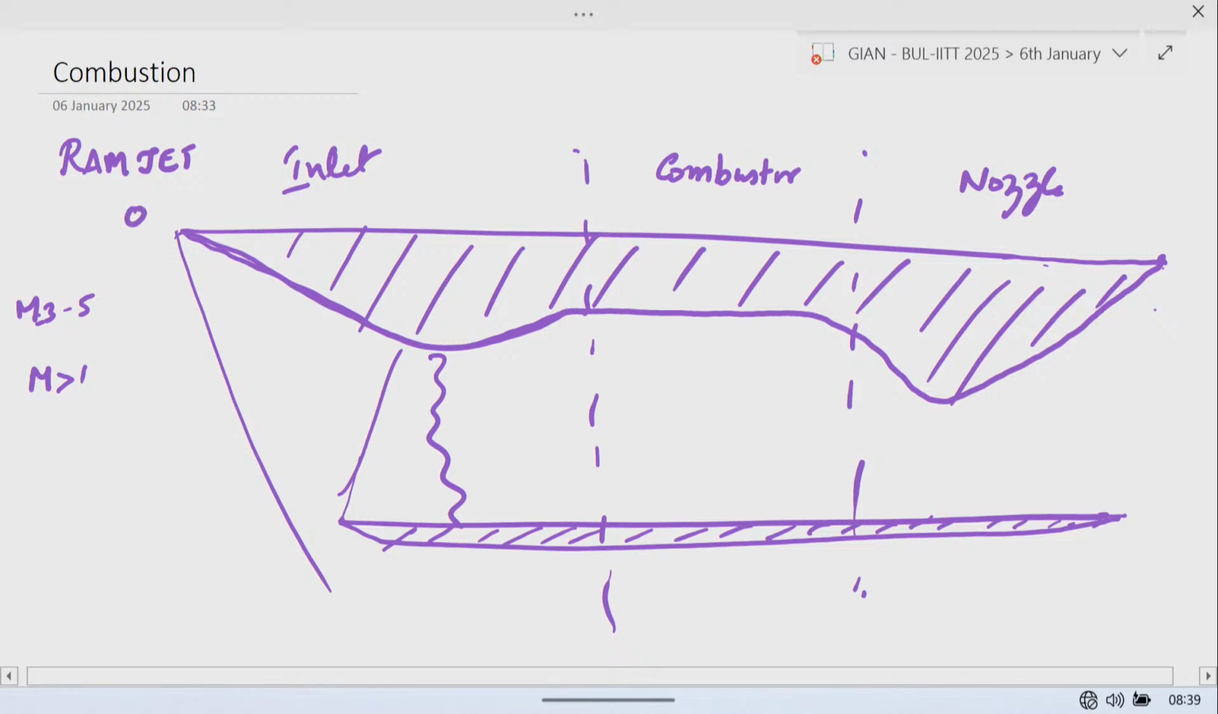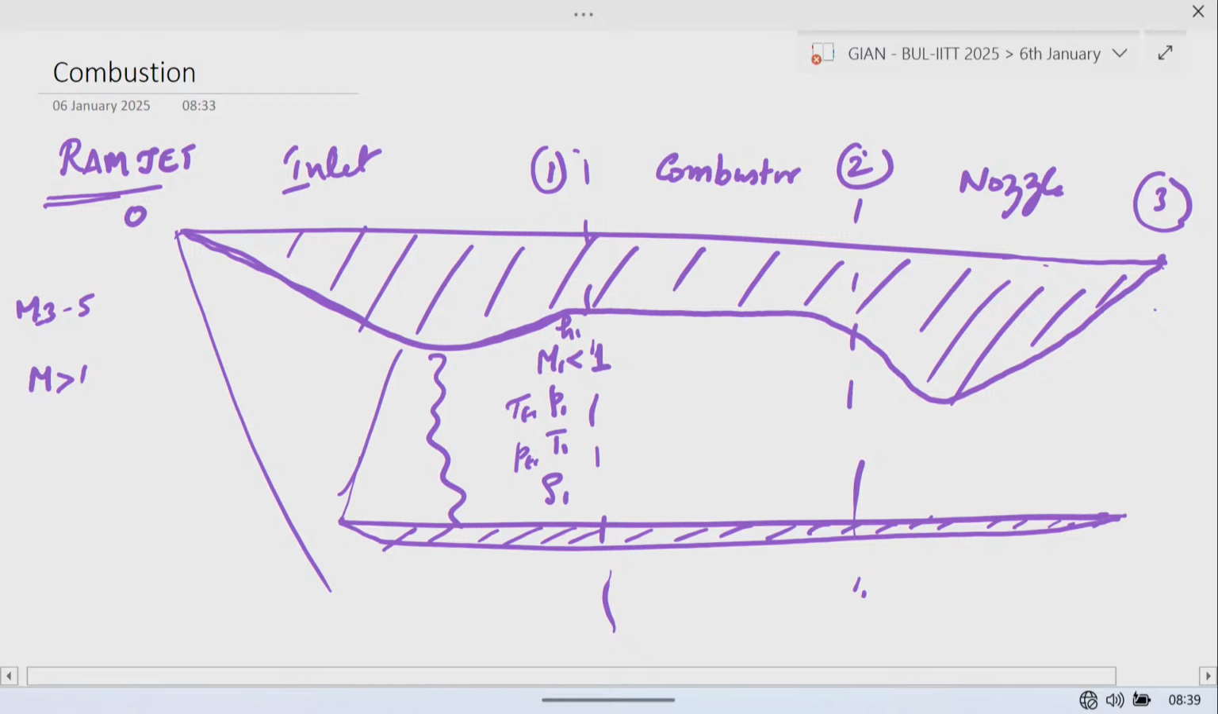What we are going to look at is this: if this is station 0, this is 1, this is 2, this is 3, then the charge that enters the combustor at 1 has M1 less than 1 in the ramjet engine. So combustion takes place under subsonic conditions here. The pressure will be P1, the temperature T1, density ρ1, enthalpy H1, the total temperature Tt1, and the total pressure Pt1. These are the properties that enter the combustor.